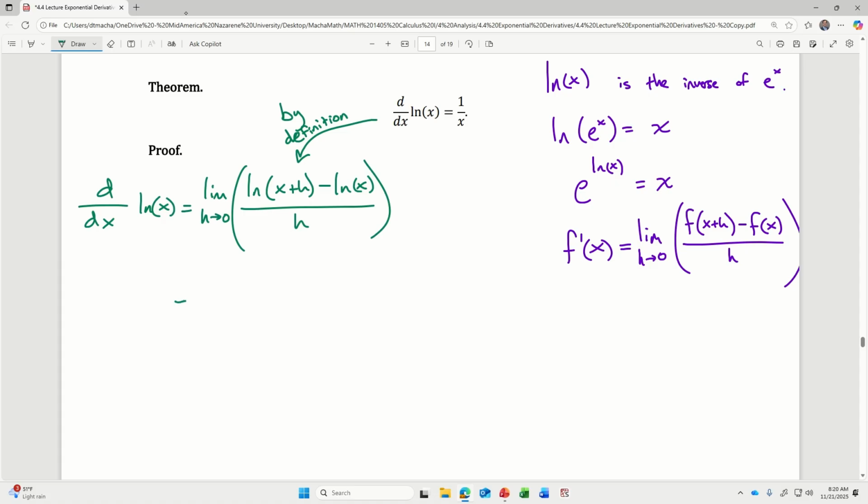Okay, so I have all of these properties of logarithms at my disposal here in order to make this simplify. Because if I were to try to directly evaluate this limit and plug in h equals 0, I get natural log of x plus 0 minus natural log of x. That's a 0 divided by 0. 0 divided by 0 is undefined. So what do I do instead?